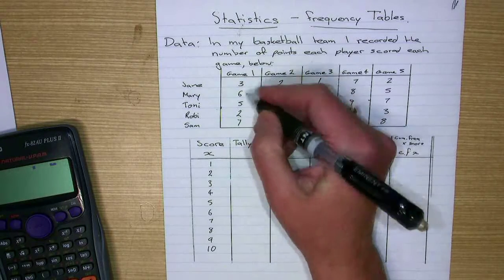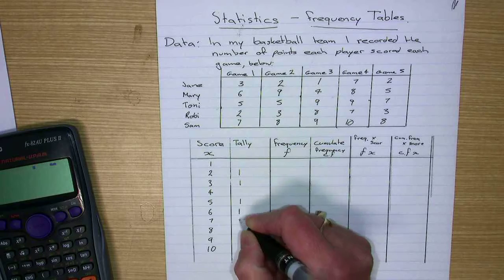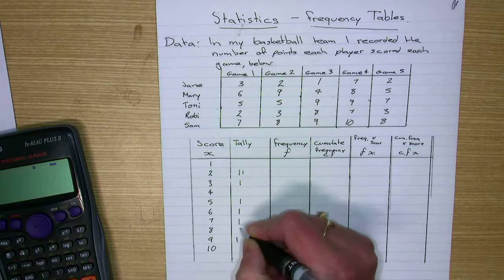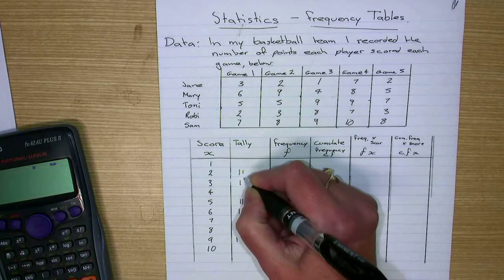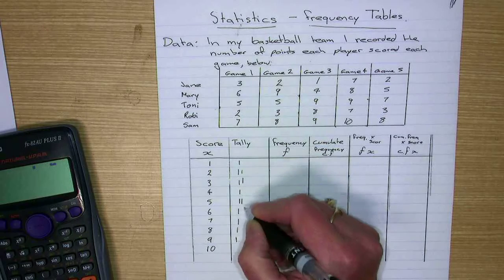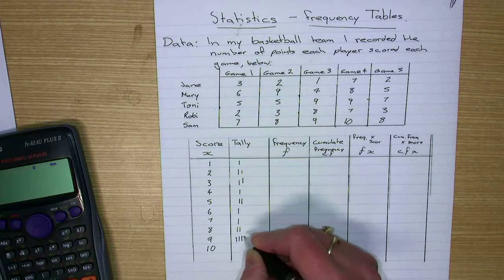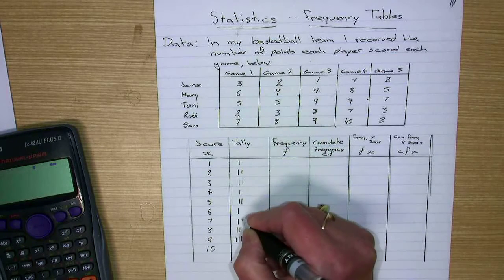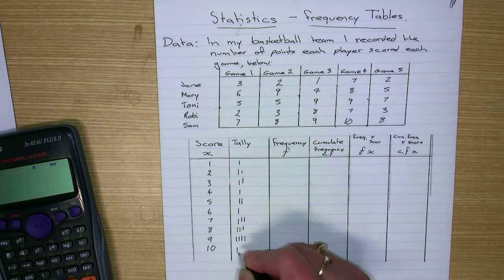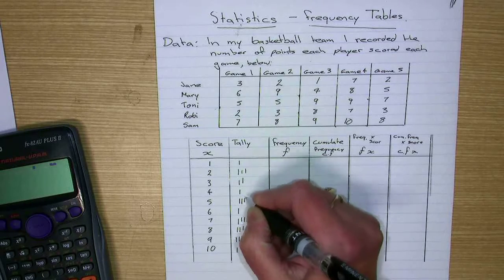So in game 1 we had 3 points, 6 points, 5 points, 2 points and 7 points. In game 2 we had 2 points, 9 points, 5 points, 3 points, 8 points. Game 3, 1, 4, 9, 8 and 9. Game 4, 7, 8, 9, 7 and 10. And game 5, 2, 5, 7, 3 and 8.